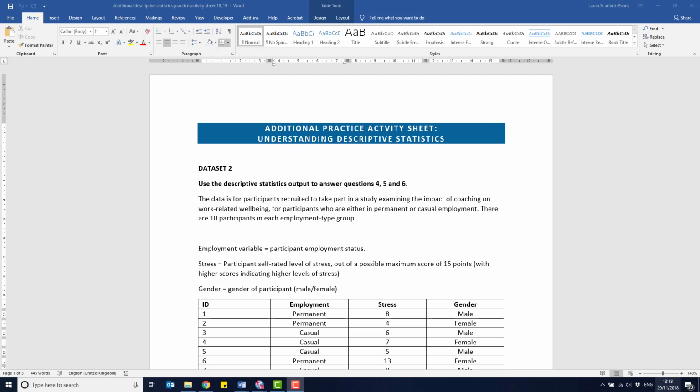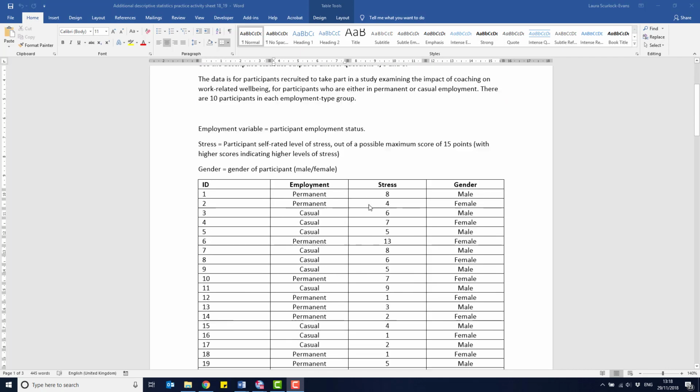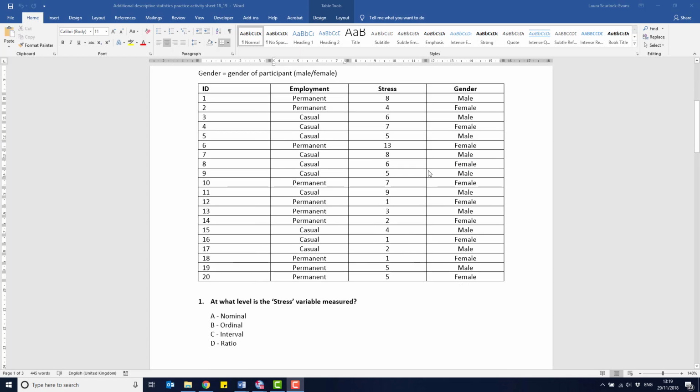Okay, so this is the activity sheet. So we know we had data for a group of a sample. Within that, people were employed either on a permanent or casual basis. We had a measure of their stress, and we knew what their gender identity was.